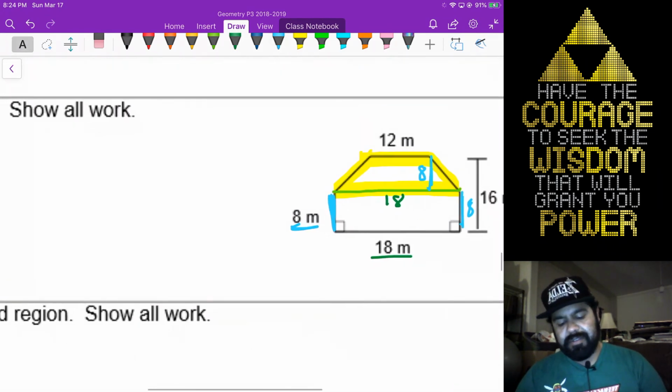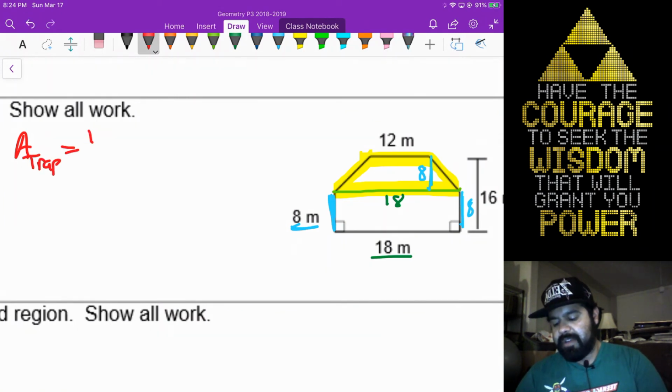So let's just find that trapezoid. So the area of the trapezoid, let's just do area of trap: 1/2 base 1 plus base 2 times the height, and just go straight for that. So 1/2 of 30 times 8. So that should be 120.